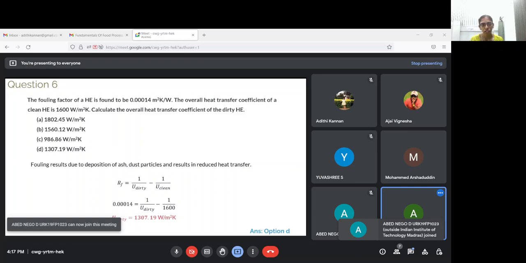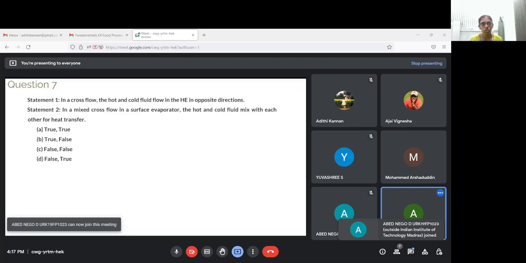Okay, so moving on to the next question. Statement 1. In a cross flow, the hot and cold fluid flow in the heat exchanger in opposite directions. And in a mixed cross flow in a surface evaporator, the hot and cold fluid mix with each other for heat transfer. So which one of these statements are true and which one of these are false?